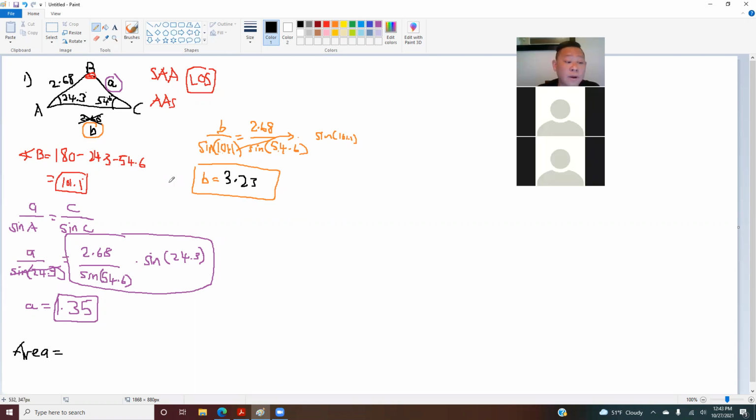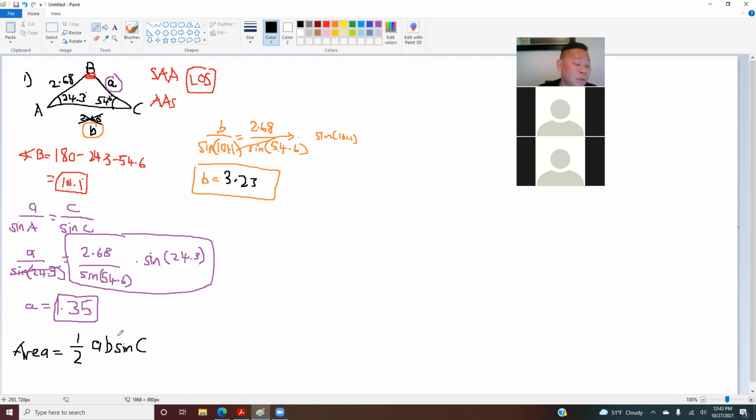So this is how we figure out the missing part. And then the question is also asking us to find the area. The area is 1/2 times the side A times the side B, and then times sine of C. Or you can interchange this. You can do B, C, and then A. So it means that they all have to be A, B, and C. Two of them have to be sides, and then the last one has to be an angle.